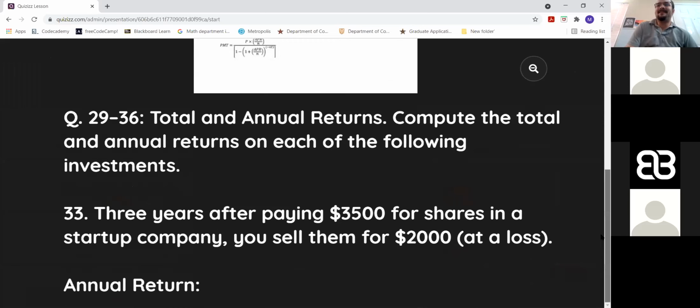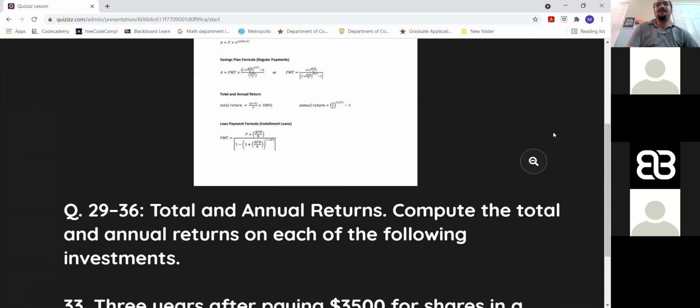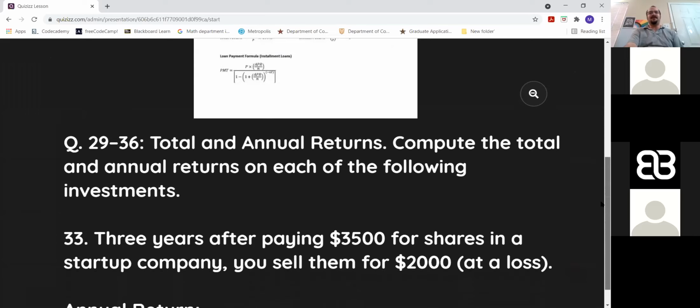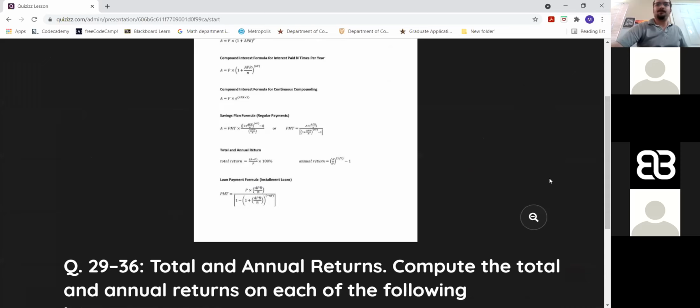But make sure you put these in the right direction. We're doing annual returns, so we are doing this formula. We are going from 35 to 2000, and we're doing it in 3 years. So make sure you put your A and your P in the right direction. Make sure you round to 2 decimal places and convert it to a percent.